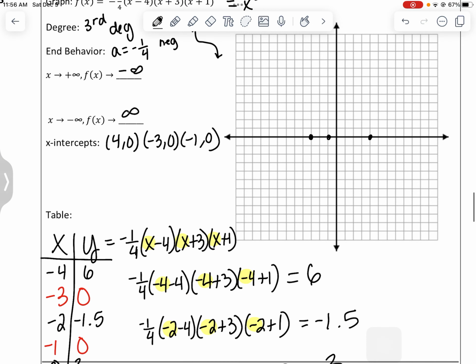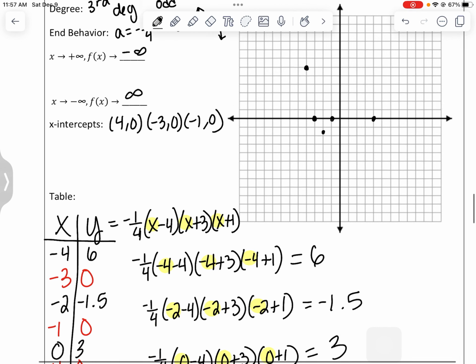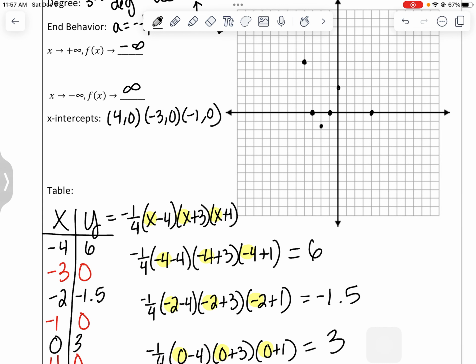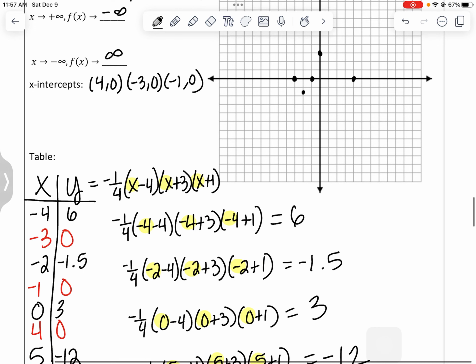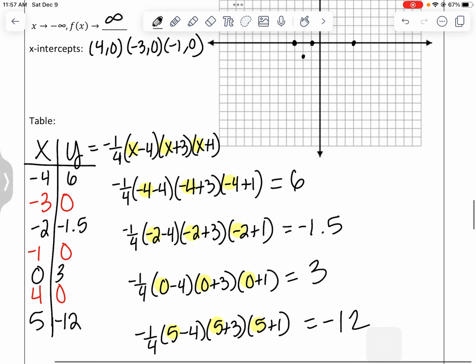So then once you have all your points, go ahead and graph those. So negative 4, 6. Negative 3, 0 is already graphed. Negative 2, negative 1.5. Negative 1, 0 is graphed. 0, 3. 4, 0. And then 5, negative 12.